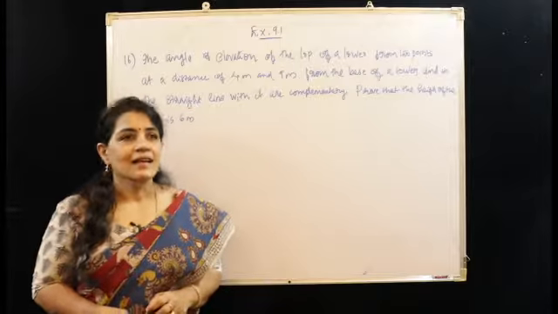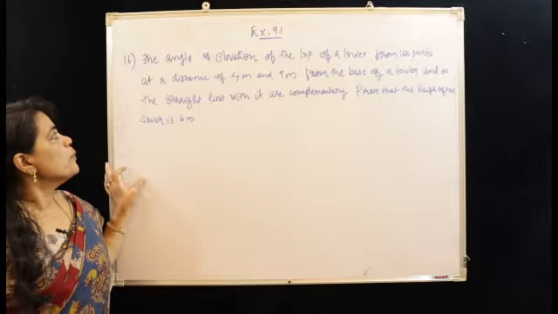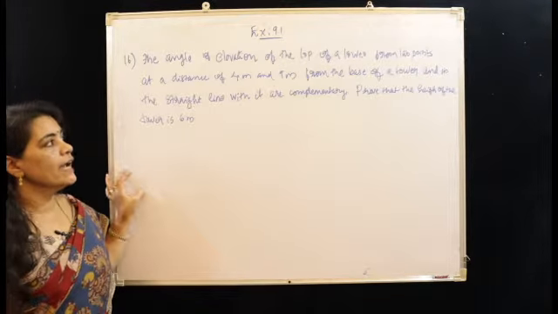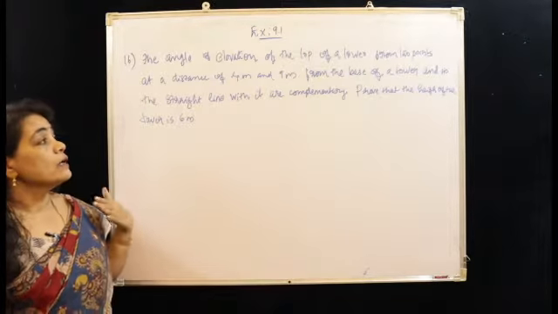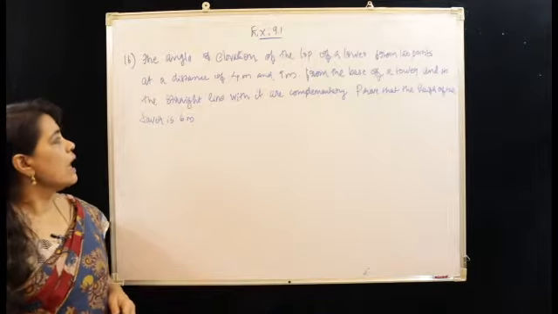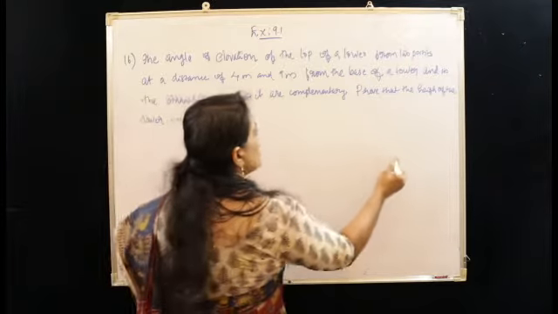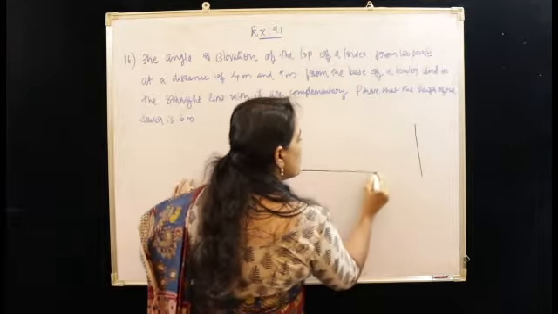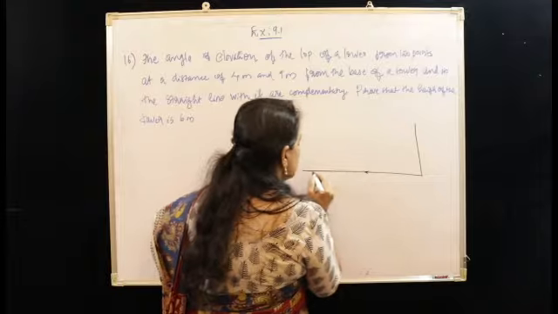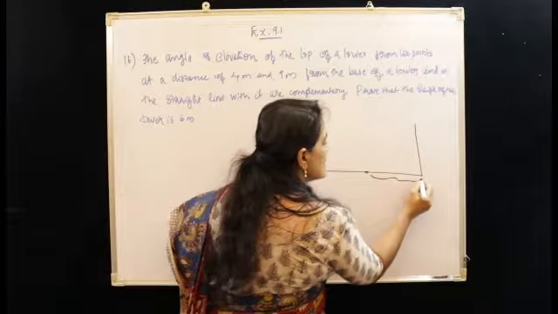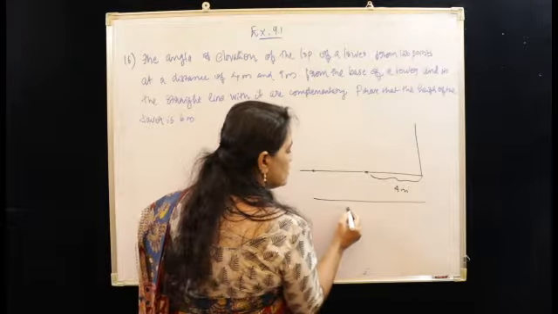Now the last question. The angle of elevation of the top of a tower from 2 points at a distance of 4 meters and 9 meters from the base of the tower and in the same straight line are complementary. Prove that the height of the tower is 6 meters. That means we have a tower, and 2 points should be marked in the same straight line, and from this point and this point, this distance is 4 meters, and from this point to the foot of the tower is 9 meters.